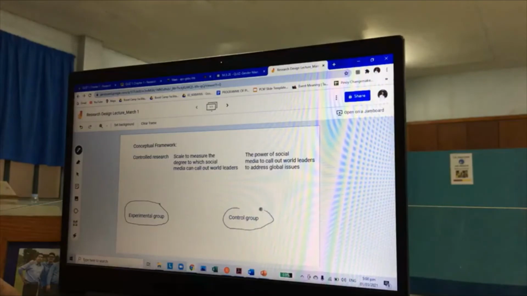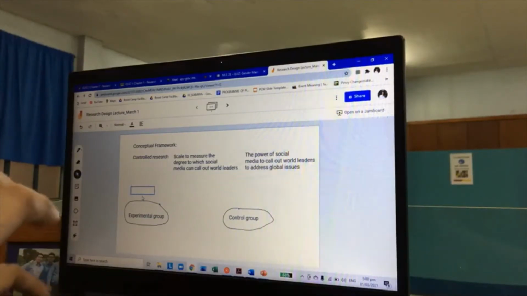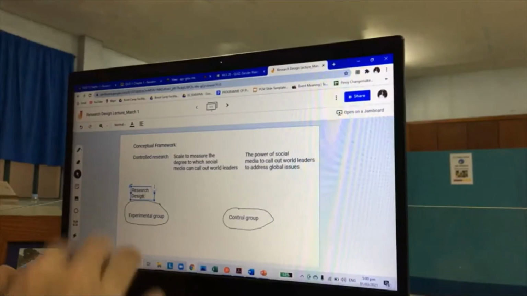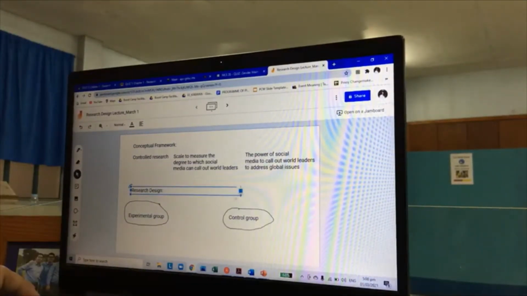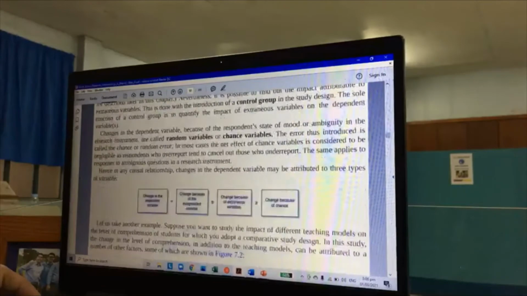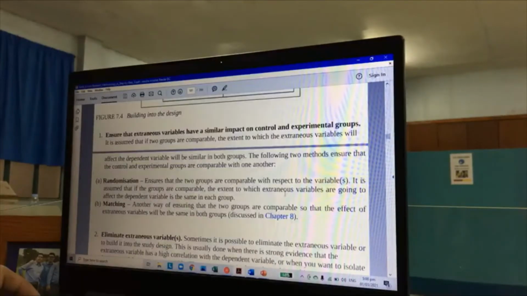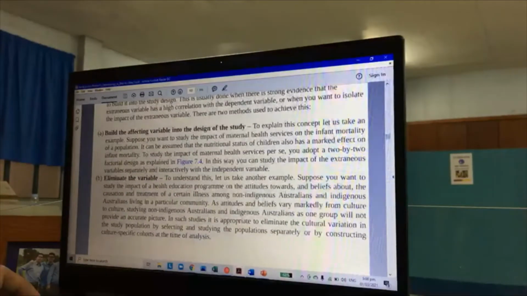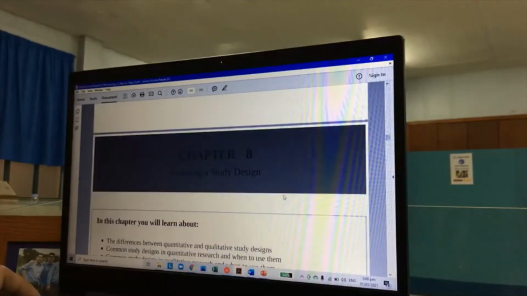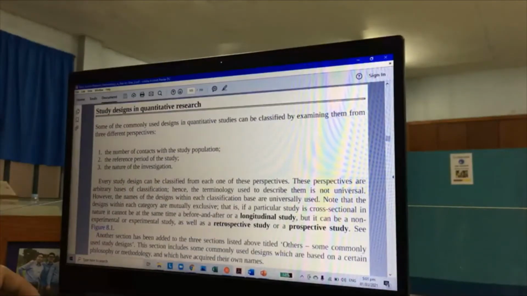This is already, the design here would be quantitative, I think. But we can also call this a controlled research. There are types of research here, but the research design could be a controlled research design. We can just refer to the types of research design, the functions of research design. Let's look at types here. Proportion, randomization, matching, eliminating the variable, selecting a study design, quantitative, qualitative, study designs in quantitative research.